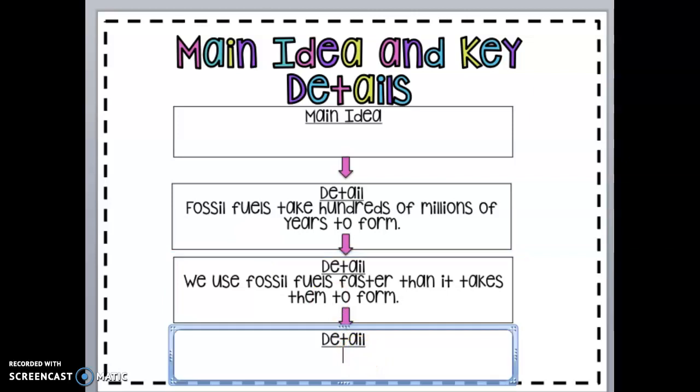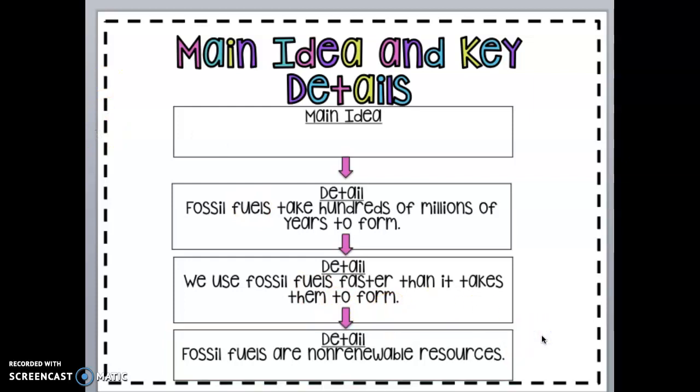And what is that last detail that we learned about on page 412 that had to do with fossil fuels? You're right, fossil fuels are non-renewable resources. So if they are non-renewable resources, what does that mean? You're right, we cannot make them again. Once they're gone, they are gone. So we have all of our details in there. We have three details that have to do with fossil fuels.